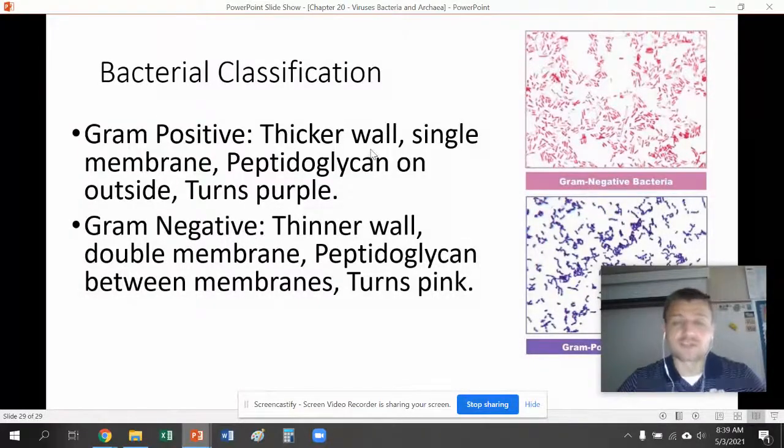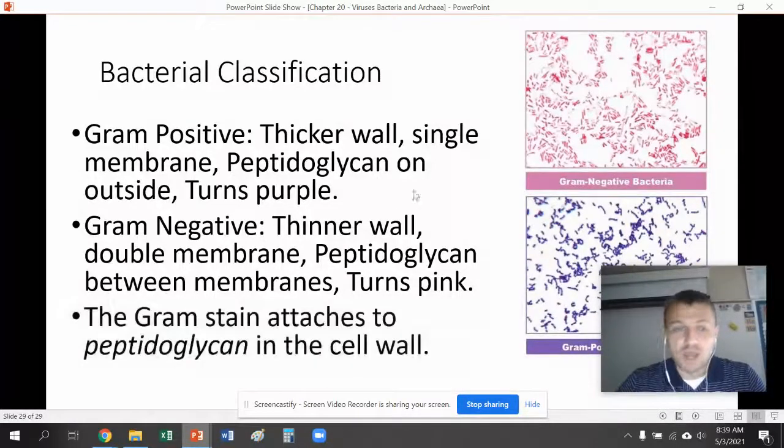Gram positive, these have thicker cell walls, a single membrane with peptidoglycan, and turn purple. Gram negative, thinner walls, there's a double membrane, and the peptidoglycan is between the membranes, this turns pink. We usually do a lab with gram staining. Again, I don't think we'll get to do it this year, but it's a fun lab and something you'll get to later on. All right, this is the end of the chapter.